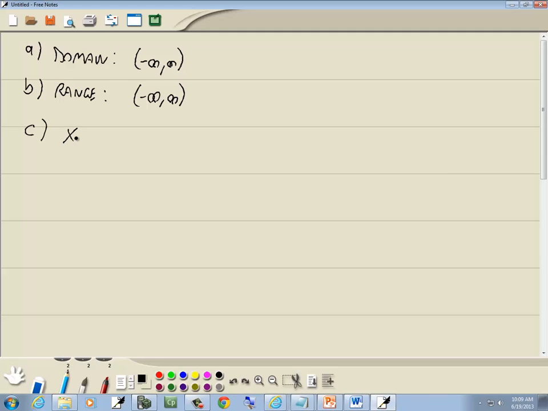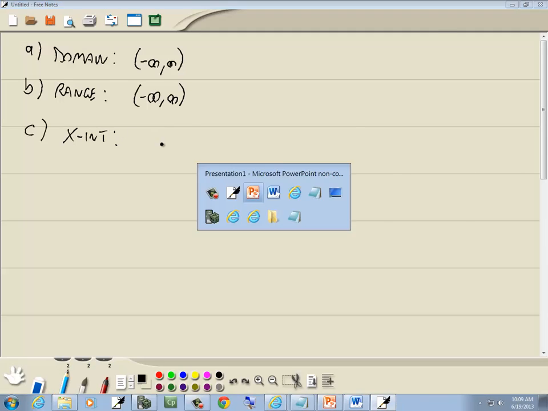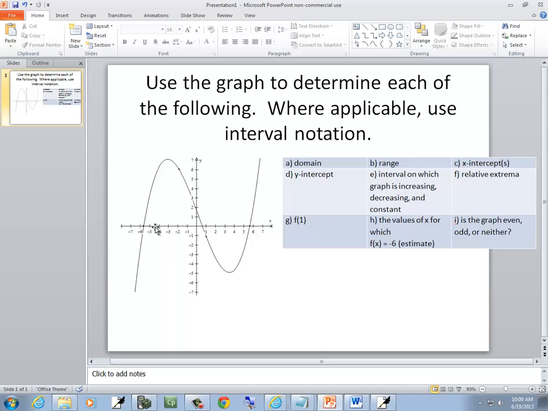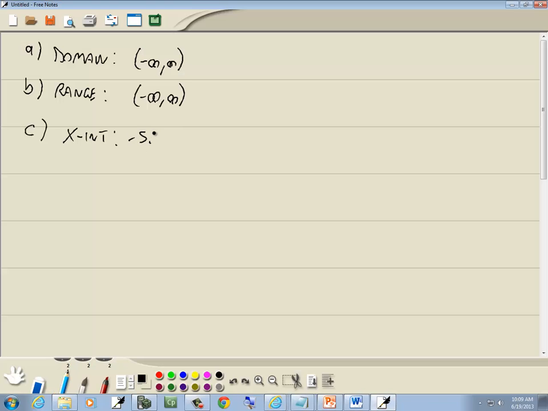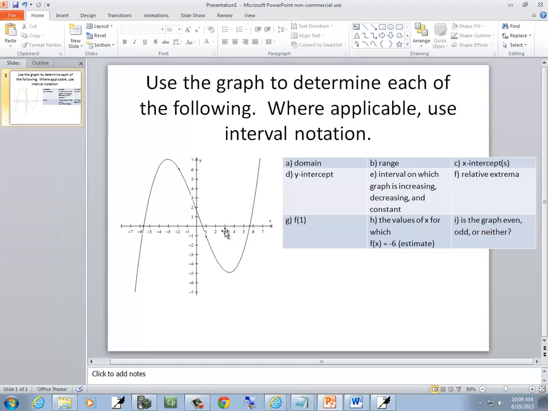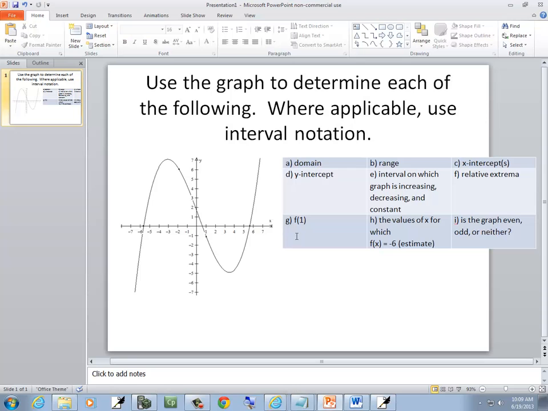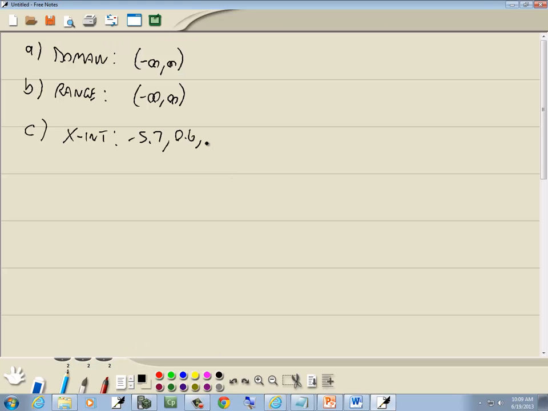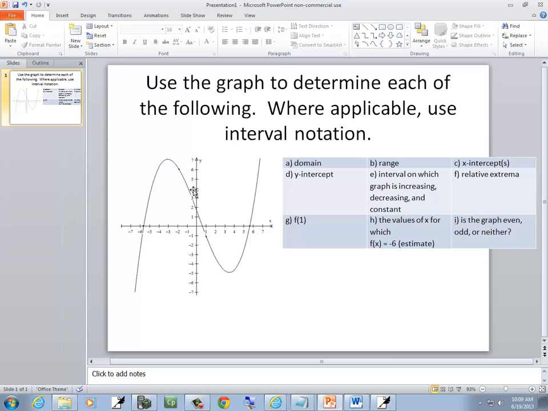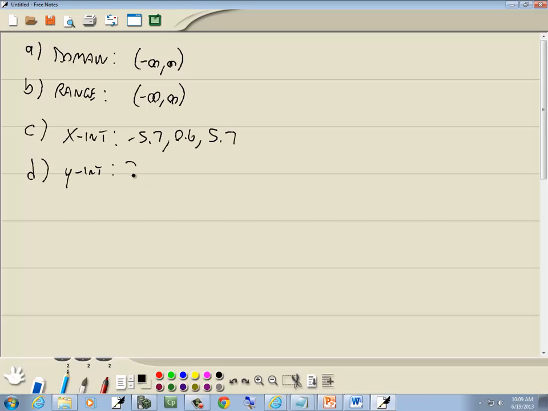C is to find our x-intercepts. X-intercepts are where it touches or crosses the x-axis. Looks like negative 5.7, maybe 0.6, and 5.7. Now D is your y-intercept, where it touches or crosses the y-axis, which looks like 2.